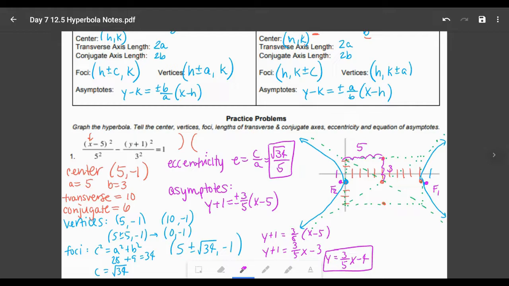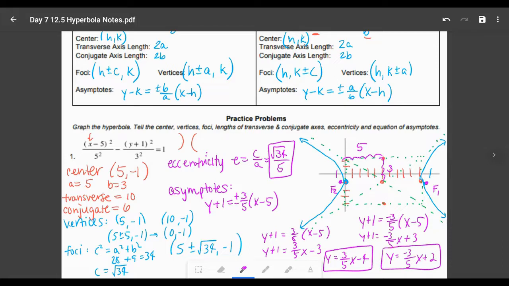And then on the other side, I have y plus 1 equals negative 3/5 times the quantity x minus 5. And then I'm going to distribute the negative 3/5. That's going to give me plus 3. And if I subtract 1 on each side, I get y equals negative 3/5 x plus 2.